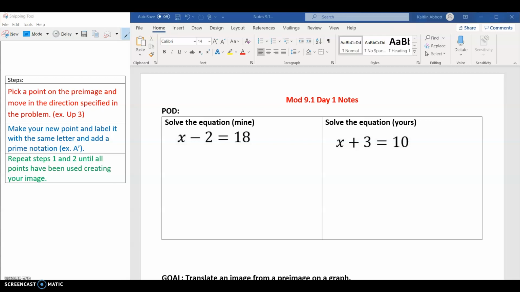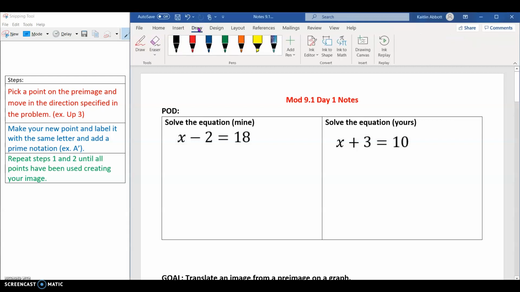So here we go. We are starting off on 9.1. Here's your problem of the day. It's a reminder, refresher from 7th grade. We've got to solve the equation. So this first one is mine.